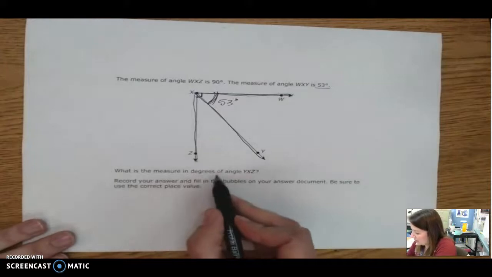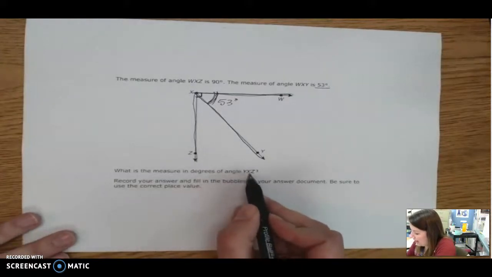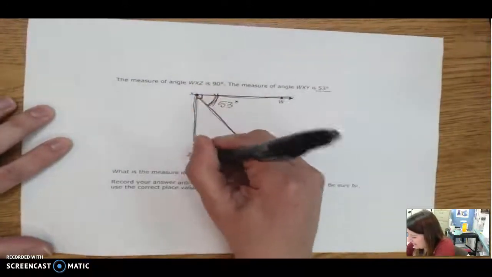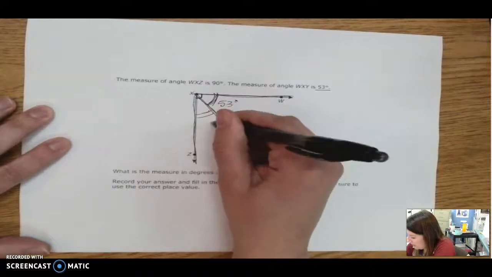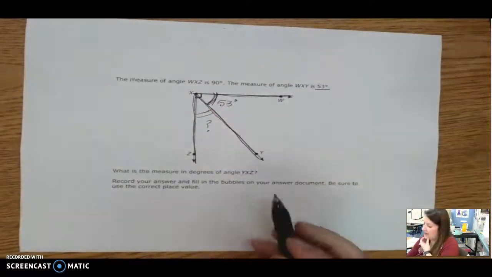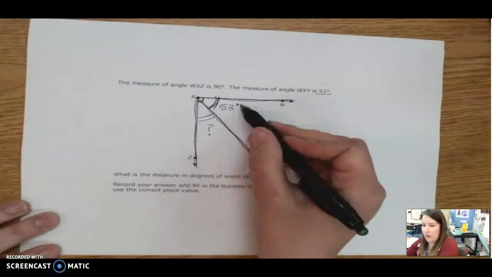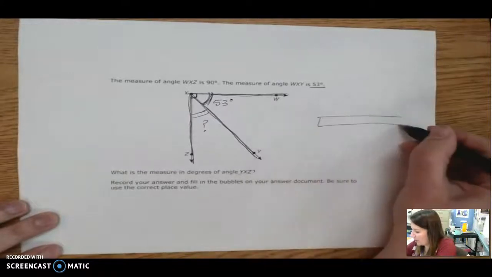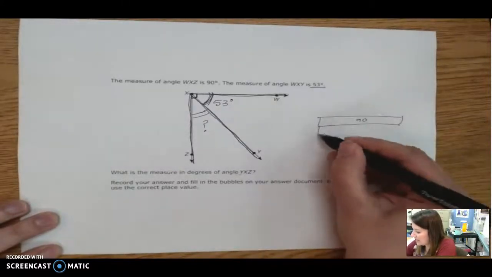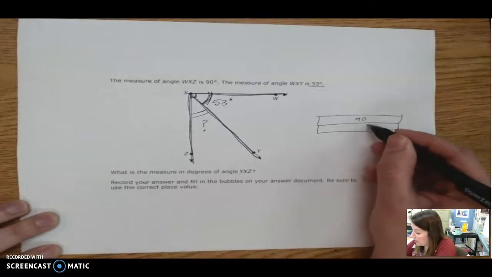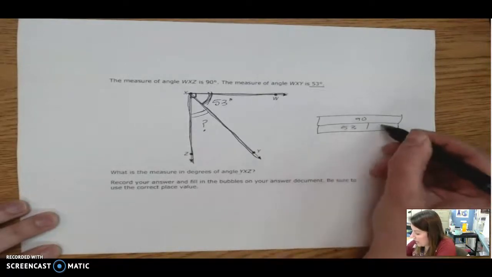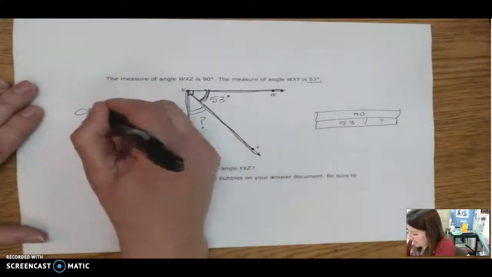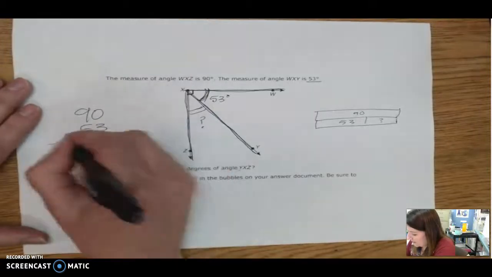What is the measure in degrees of angle YXZ? So that's Y to X to Z. So they're looking for this space right here. Well, if I know the whole thing is 90, this part is 53, how are we going to find this missing part? It's just like part, whole, right? If the whole thing is 90, I know this part is 53. How are we going to find this missing part? We just need to subtract. So let's do 90 minus 53.